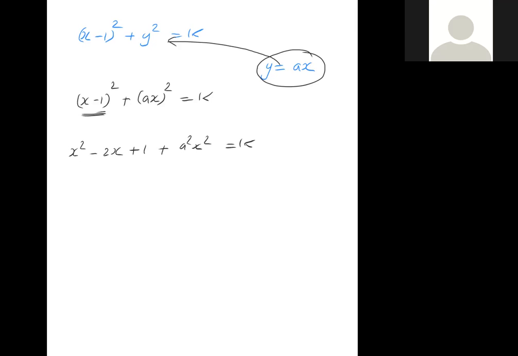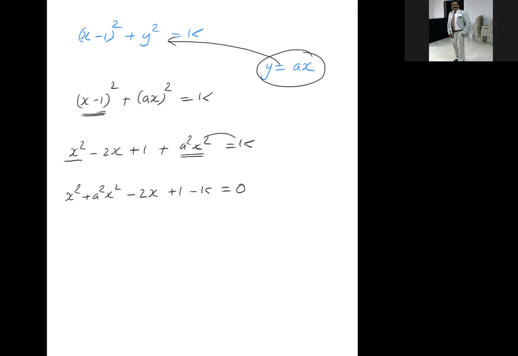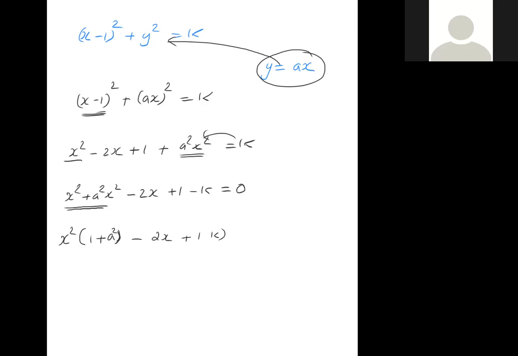Then attach the similar terms together. So x square plus a square x square minus 2x plus 1 minus k is equal to 0. If you are bringing k to this side, it becomes minus. What is common here? x square is common. So x square into 1 plus a square minus 2x plus 1 minus k is equal to 0. Definitely, this is a quadratic equation, correct? In terms of x.